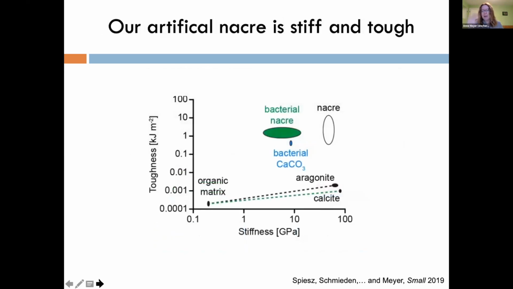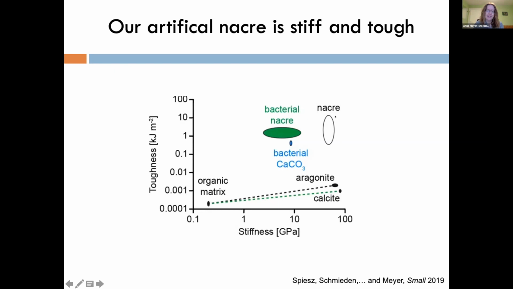And after many different types of approaches and experiments, this is the kind of summary of the properties that we see. So our bacterial nacre, our layer structure is here in green, and we're comparing it in this kind of white oval to the properties of natural nacre.